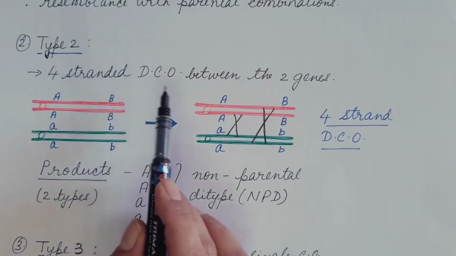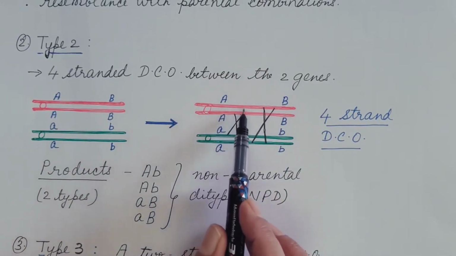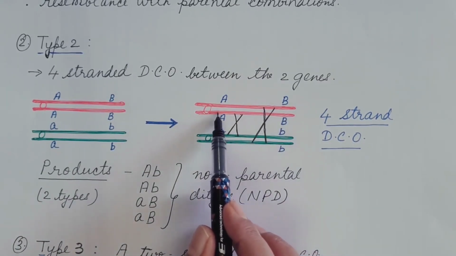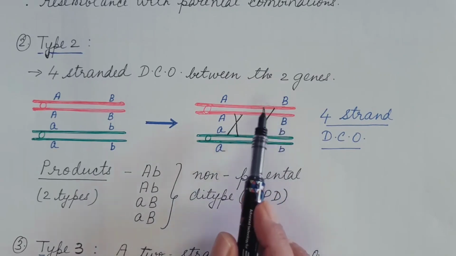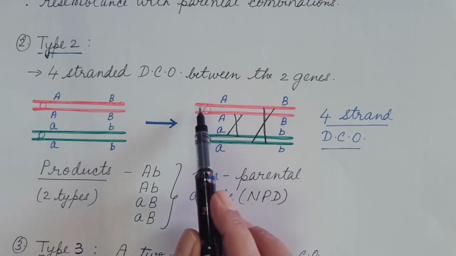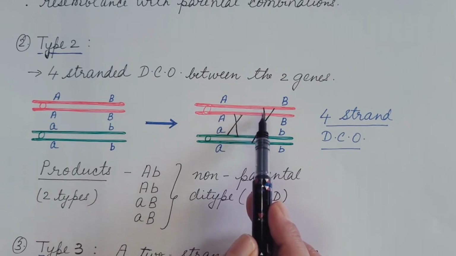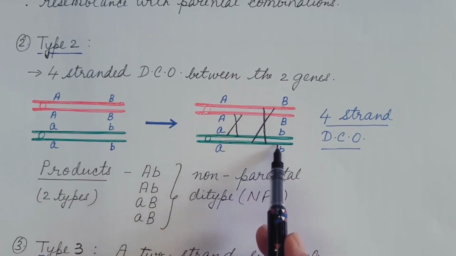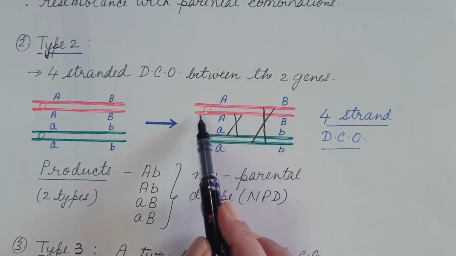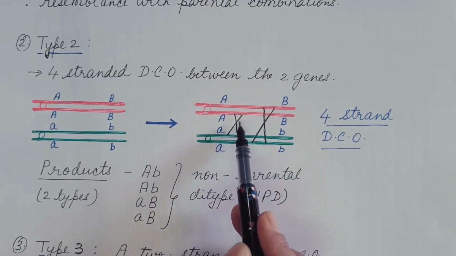Type 2. A 4-strand double crossover occurs between the two genes. Here one crossover is taking place between this and this strand, and one is taking place between this and this strand. So it is known as a 4-strand double crossover. And the product which we get after meiosis is capital A, small b, small a, capital B.